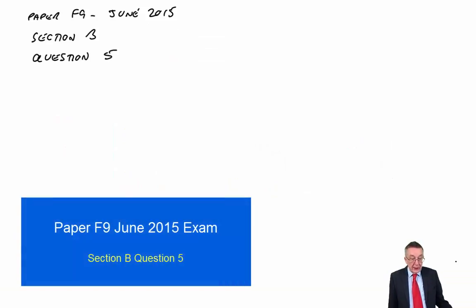Right, we're going through paper F9, the June 2015 exam. We've been working through section B and we're now at the last question, question 5. Look at the requirements. A, calculate the expected net present value of the investment project and comment on its financial acceptability, 9 marks. B, critically discuss if sensitivity analysis will assist Raxin in assessing the risk of the investment project.